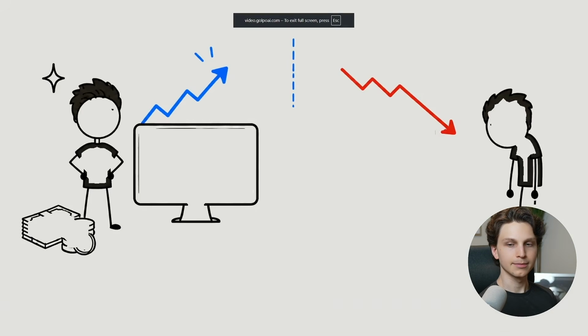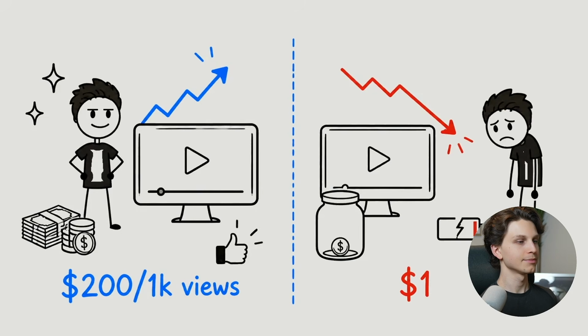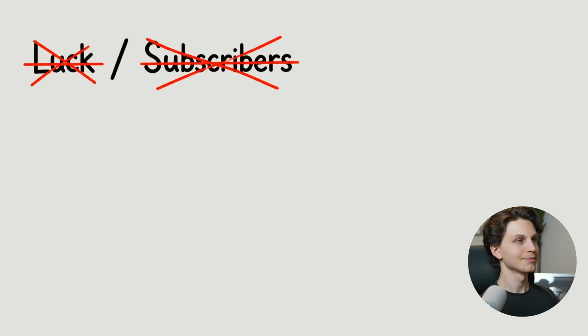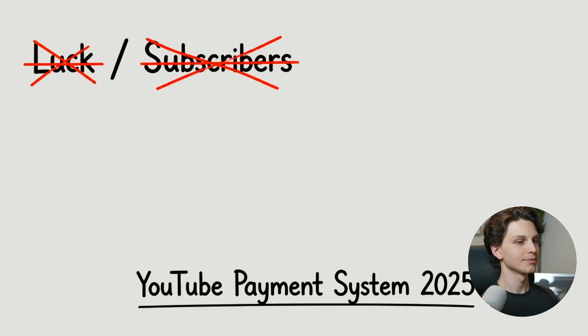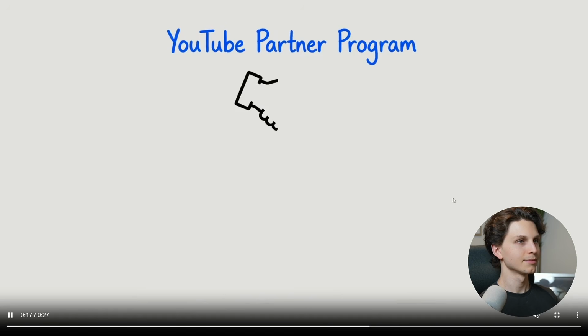What if I told you that some YouTube channels are making over $200 per 1,000 views while others barely scrape together $1? The difference between these creators isn't luck or subscriber count. It's knowing exactly how YouTube's payment system works in 2025. YouTube pays creators through their partner program.